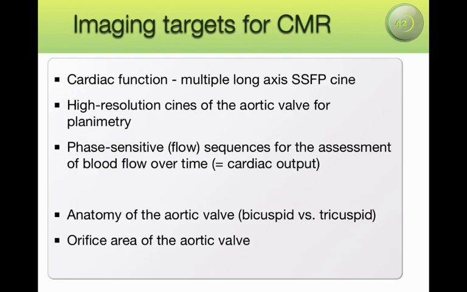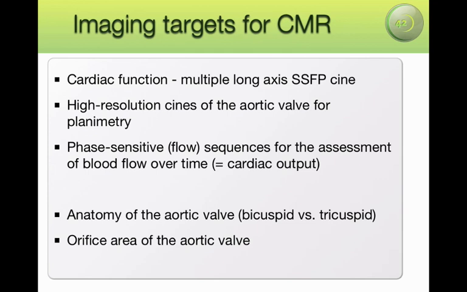What are the imaging targets for the CMR study? Like always, cardiac function is one of the main parts of the CMR study, which is assessed with multiple long-axis SSFP cines, or in short axis stacks. Then we need a high-resolution cine of the aortic valve for our planimetry. And most important, we need phase-sensitive or flow sequences for the assessment of blood flow over time, which means we get the forward and the backward cardiac output, and we can calculate the regurgitant fraction for the valve.